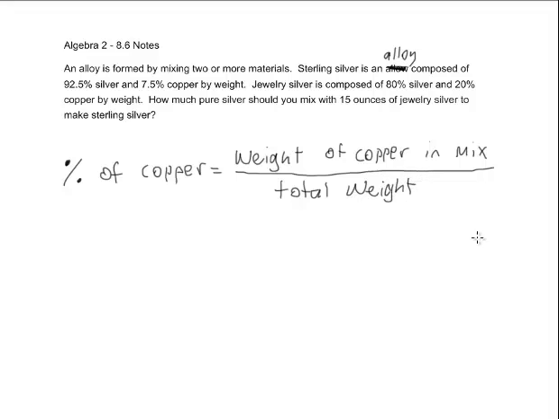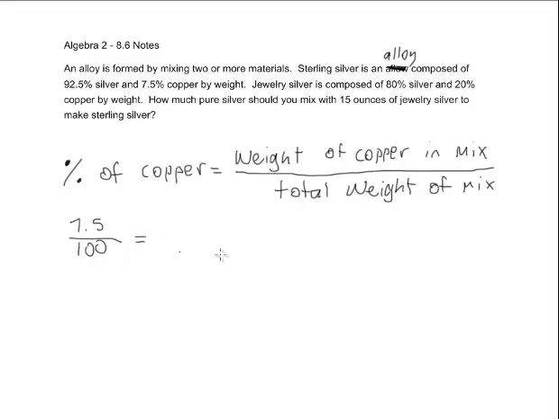Okay, and so when we go to solve this out, we're just looking at how much is copper by weight. If we're looking at that sterling silver alloy, then there's 7.5% copper by weight in there. So in other words, we're going to have 7.5 per 100 parts. Okay, that's your 7.5% right there.